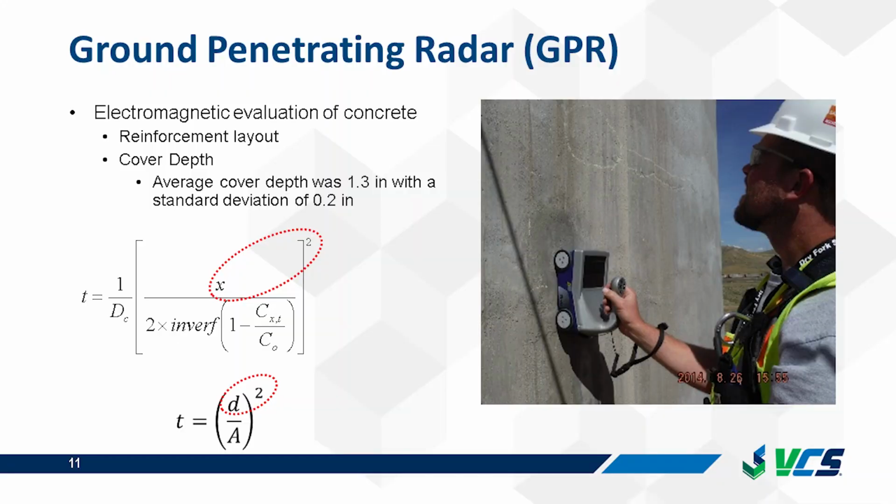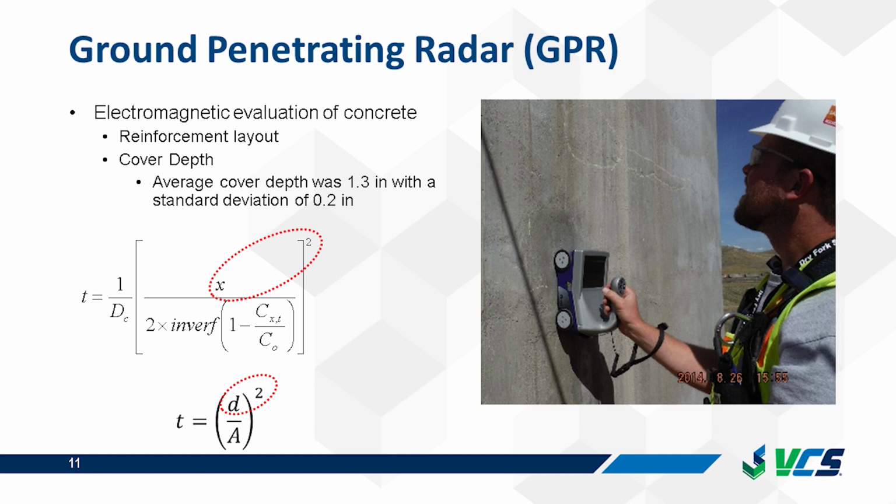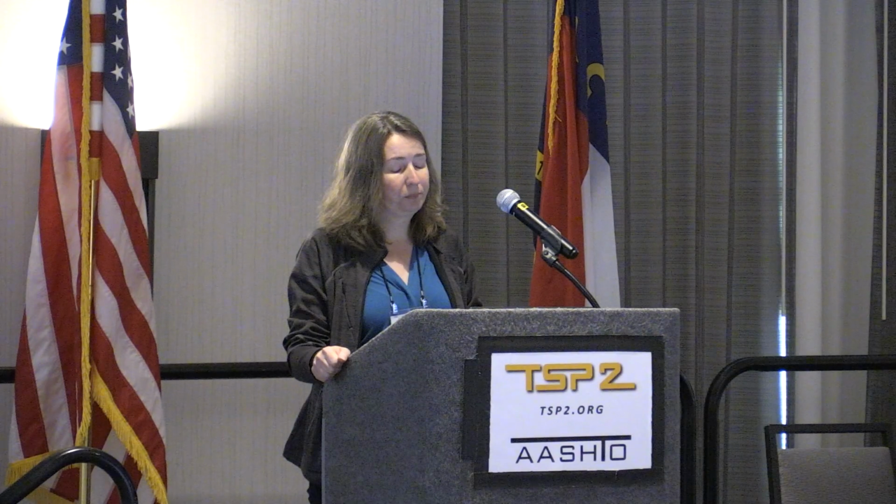GPR is an electromagnetic tool that is used to locate the reinforcement inside concrete and also determine the cover depth. We knew the cover depth from the structural drawings. However, we wanted to see what it actually was in the field because, as we all know, things in the field can vary. So we found that the average cover depth was very close to what was specified. It was 1.3 inches with a standard deviation of 0.2 inches.